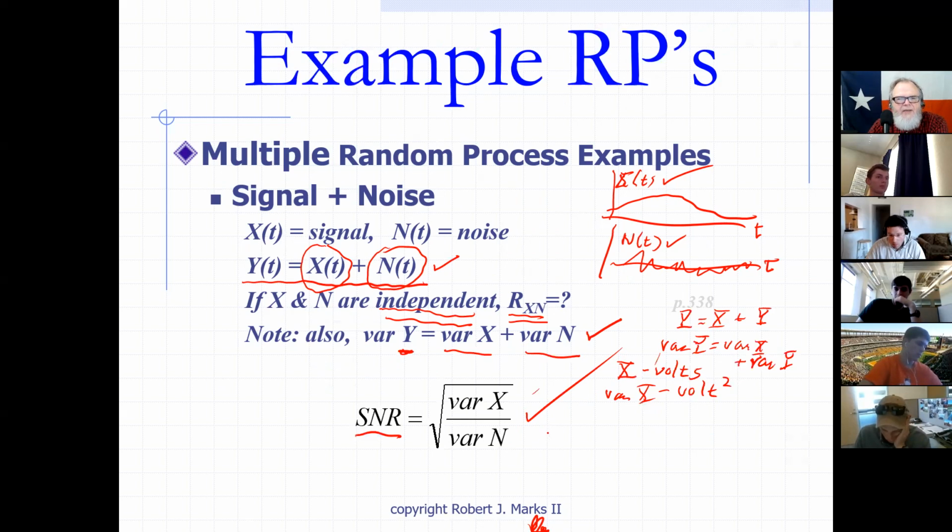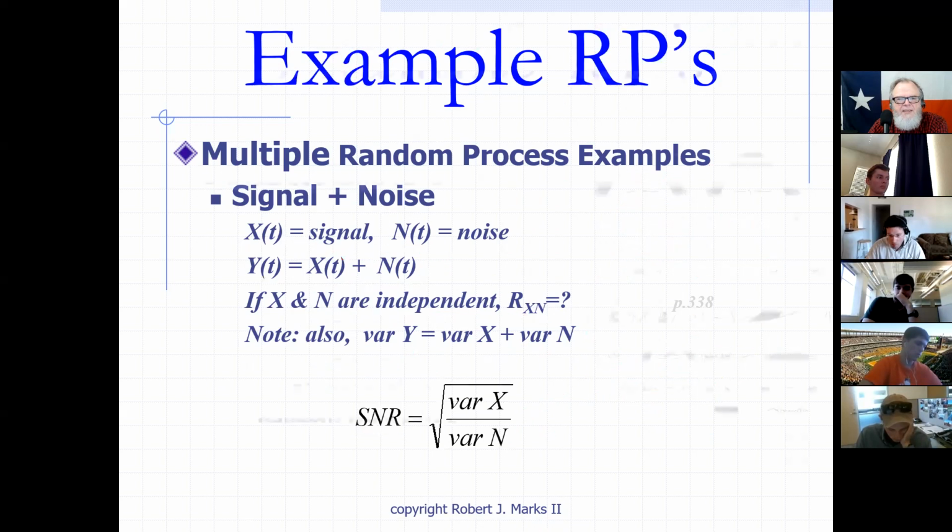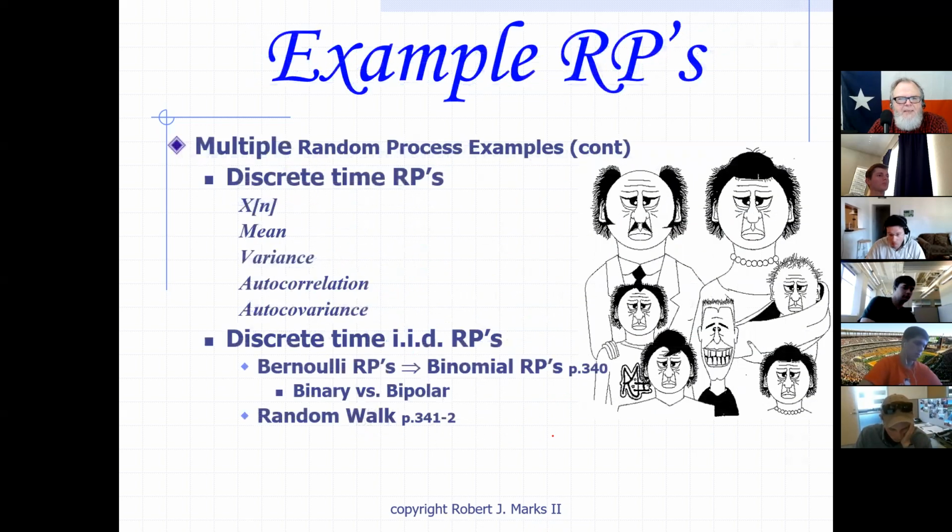And you can see here when we have a signal and a noise, this is a good place to talk about two unrelated stochastic processes, which we have been doing. Now, I'm not going to go through the discrete equivalent, but there are discrete equivalent stochastic processes, right? Where you have discrete time results.